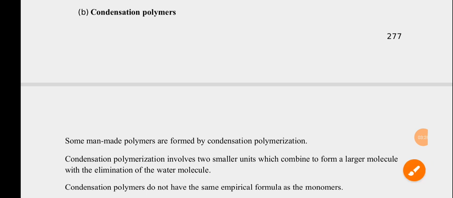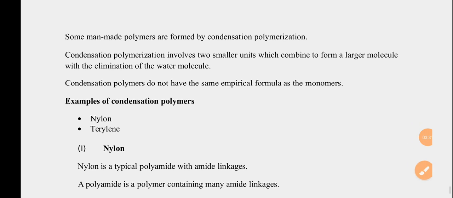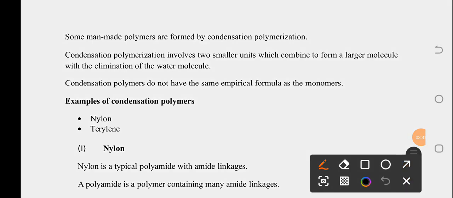When we talk of condensation polymers, we are talking about man-made polymers because this category falls under synthetic polymers. And by the way, like I said in the previous video, if you have somewhere to write, I would encourage you to start writing, to start taking some important points.